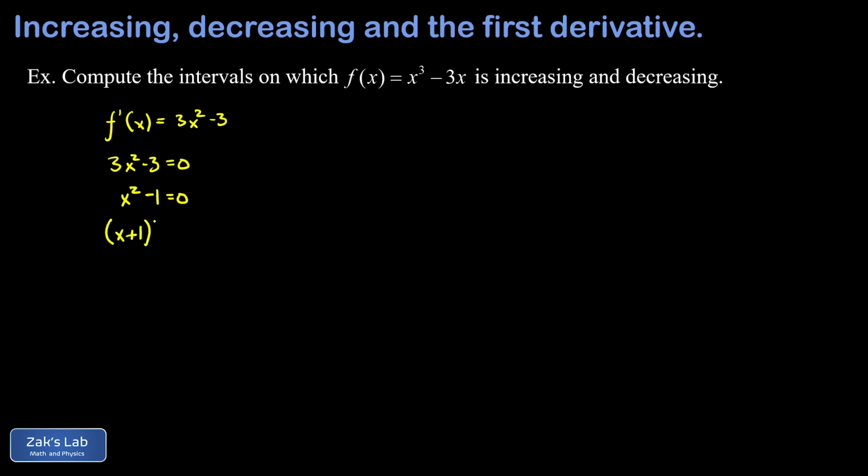This is a difference of two squares. It factors into x plus 1 times x minus 1. So I get the equation x plus 1 times x minus 1 is equal to 0. Now that equation is true if either one of those factors is equal to 0, which means I get two solutions, x equals 1 or x equals -1. So these are the spots where the derivative is equal to 0.